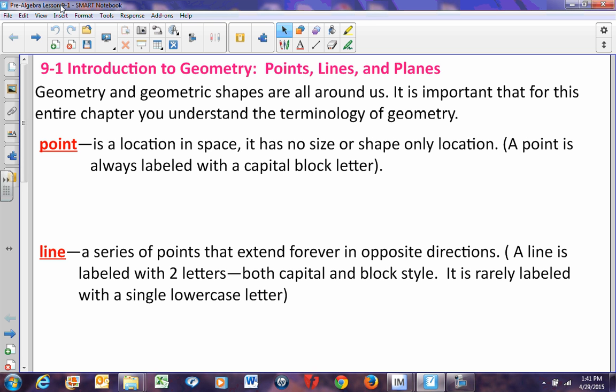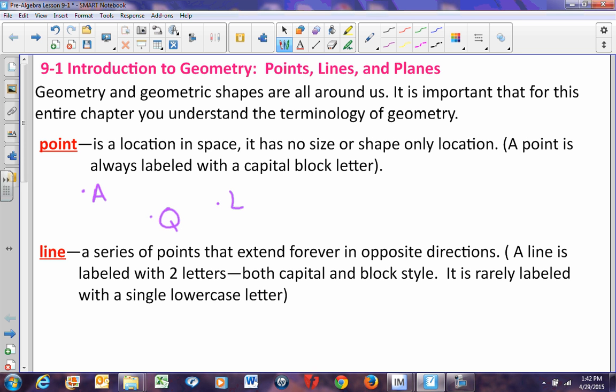For us to understand it, we have to use something. So the symbol for a point is a dot, okay? And it's not a big dot, it's not a small dot, it's just a dot. It has no size, so making it bigger or smaller does not change the point. The point is a location. It is where you are. It is always labeled with a capital block style letter, like A, or Q, or L.